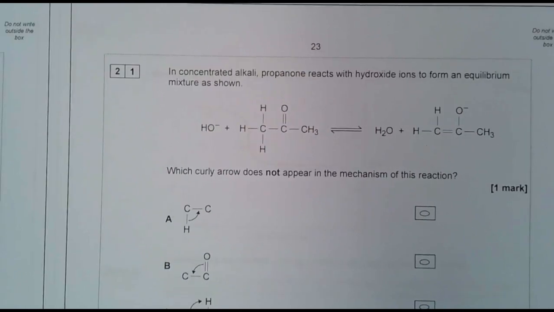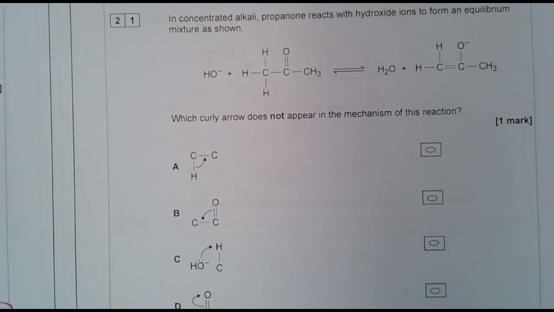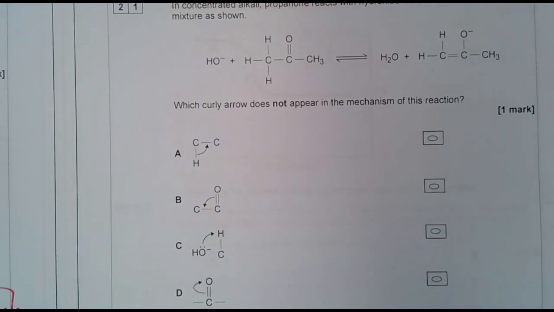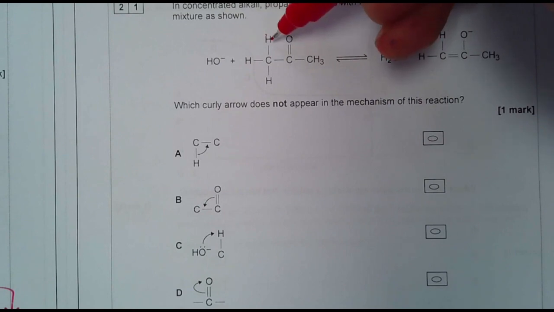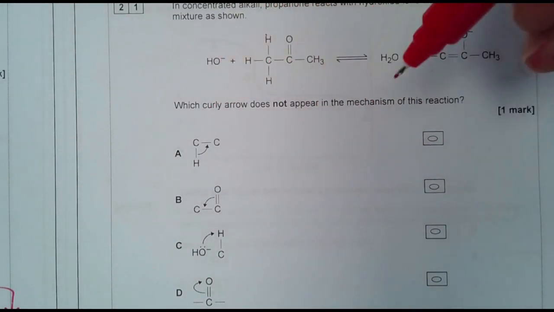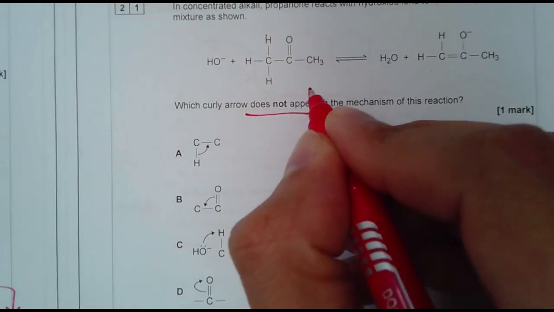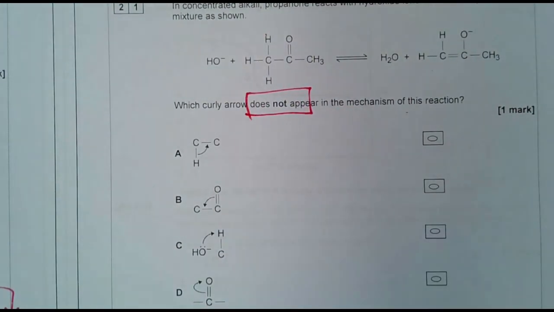Question number 21 says, in concentrated alkali, propane none reacts with hydroxide ions to form an equilibrium mixture as shown. They've given us the equation, and I can clearly see that what has happened is I've introduced the double bond at this location. So one of the hydrogens has been removed. It says which curly arrow does not appear in the mechanism of this reaction.